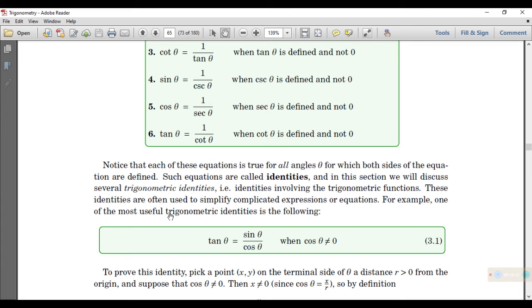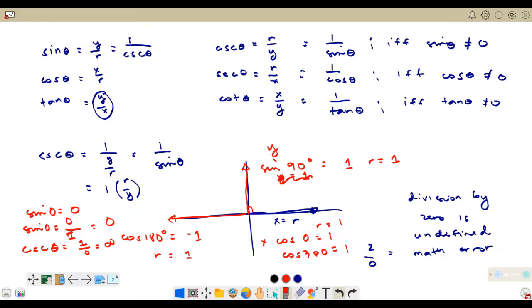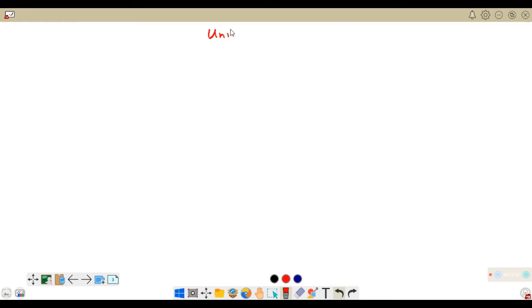For example, one of the most useful trigonometric identities is the following. So, tangent theta is equal to sine theta over cosine theta when cosine theta is not equal to 0. Now, why is this tangent theta equal to sine theta over cosine theta? Now, let's talk about unit circle.